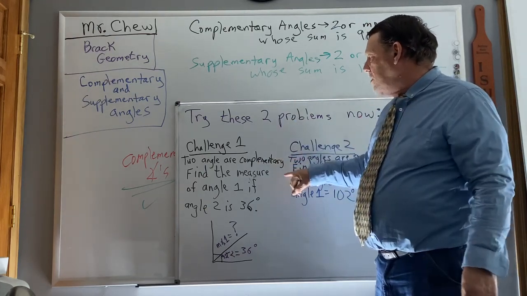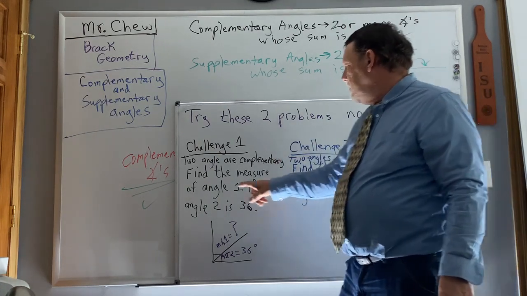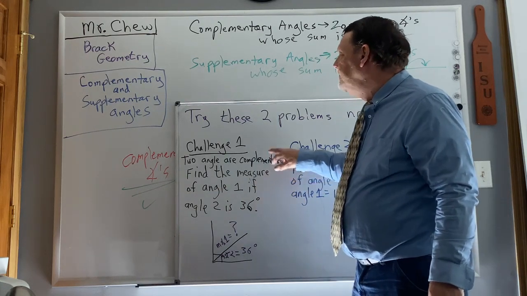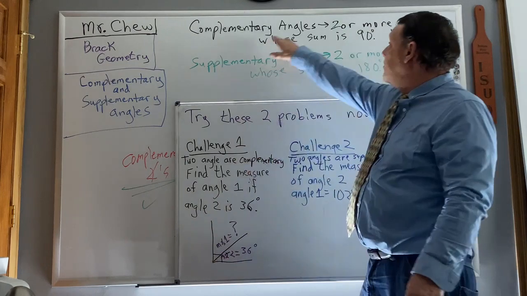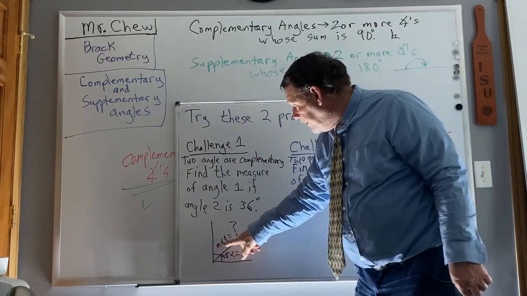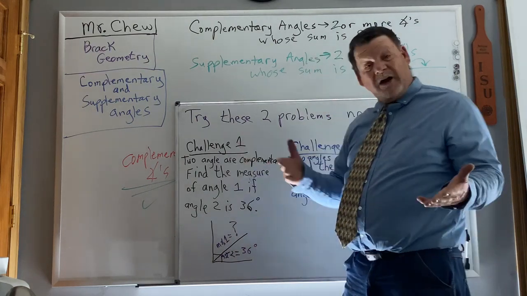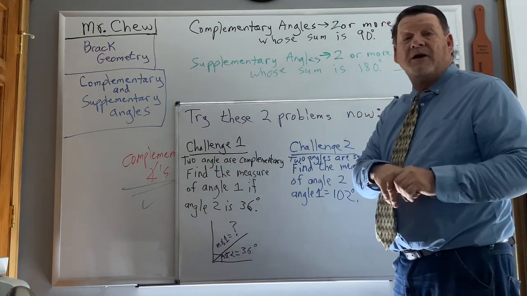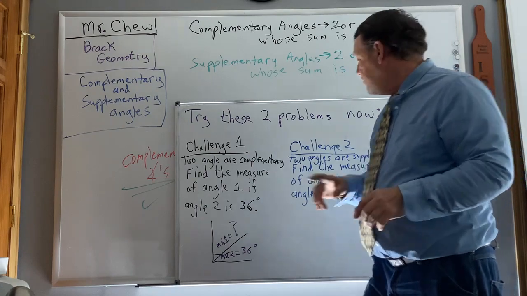So 2 angles are complementary. That means it's a right angle. We know that because of the definition. Find the measure of angle 1. We want to find this top one, if angle 2 is 36. So you just set it up, add them up, find out that it's 90, use the subtraction property of equality and algebra to find the answer.